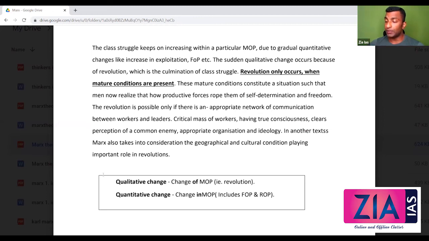So quantitative and qualitative change, I hope this is clear. One is a change within the mode of production, that is quantitative. Changes in FOP, like in capitalism, we are in capitalism. So what is actually happening every day? What do you see every day? Developments in the way you produce things. One machine today, tomorrow the next machine, tomorrow advanced machines, right? What is that? Changes in forces of production, changes in tools and techniques. Within the mode of production, to support the currently existing mode of production. That is quantitative. Qualitative means this, capitalism to socialism. That will come only after a revolution when the mature conditions are present.